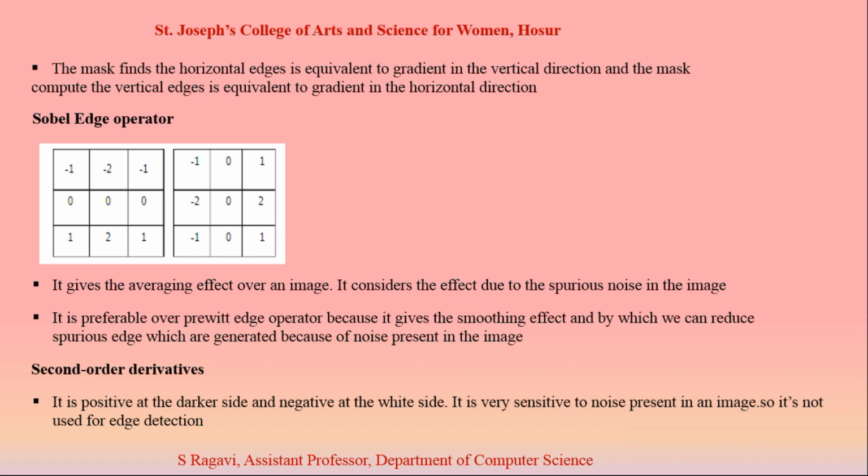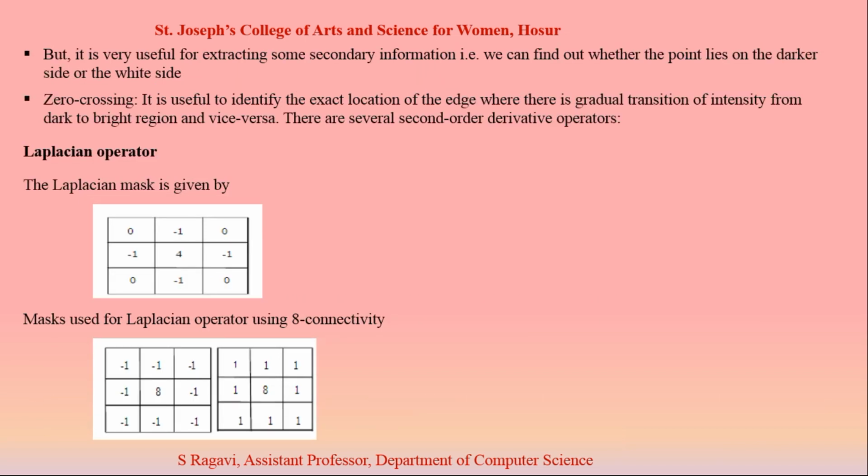Next comes second order derivatives. It is positive at the darker side and negative at the white side. It is very sensitive to the noise present in an image, so it is not used for edge detection. But it is very useful for extracting some secondary information. That is, we can find out whether the point lies on the darker side or on a whiter side. It includes zero crossing. It is useful to identify the exact location of the edge where there is a gradual transition of intensity from dark to bright regions and vice versa.